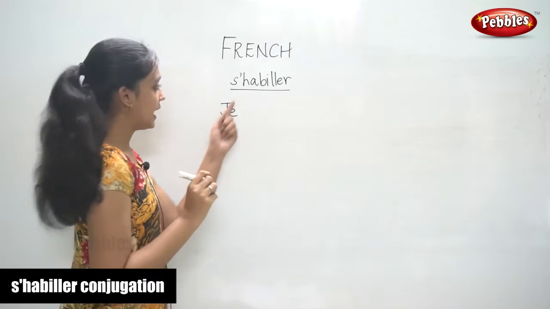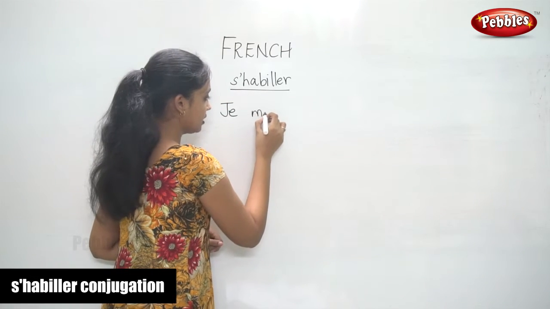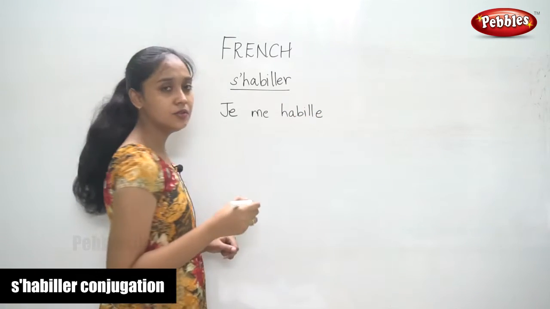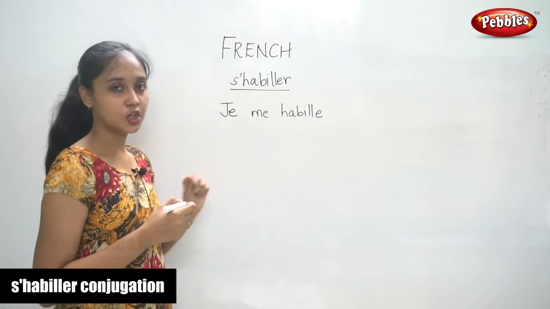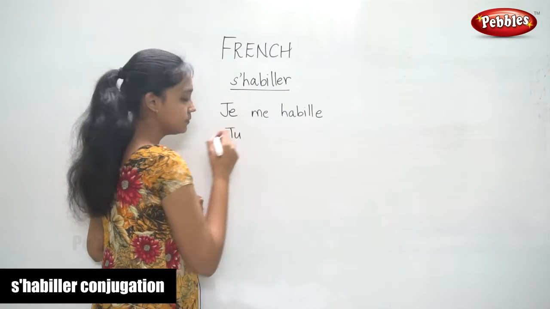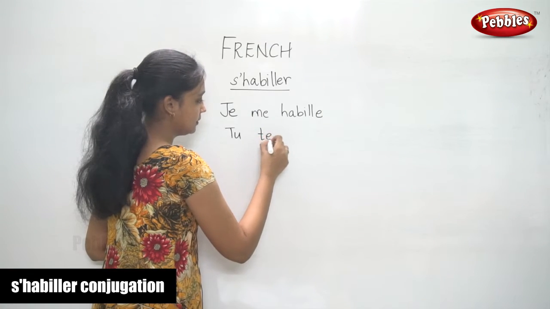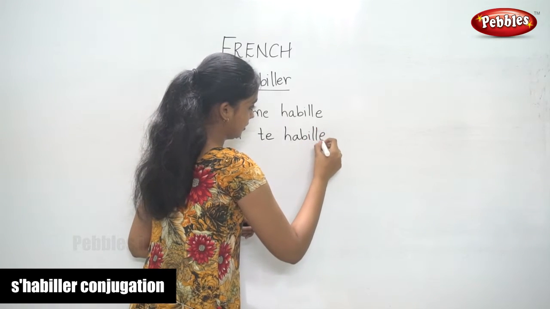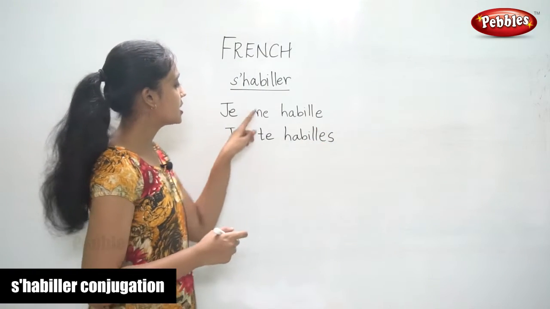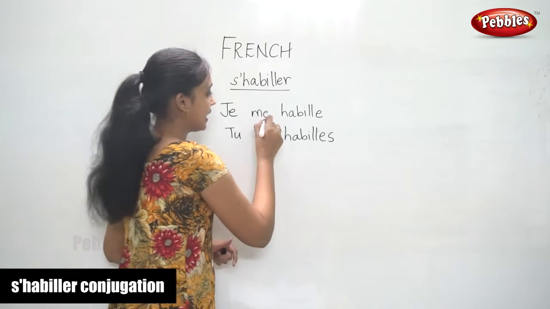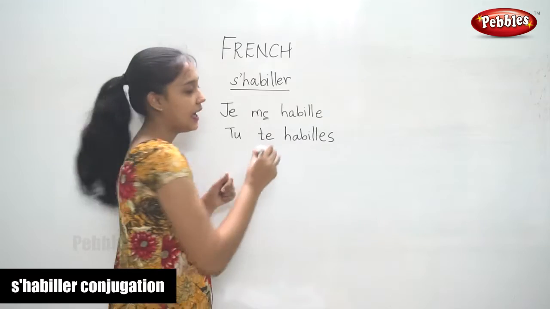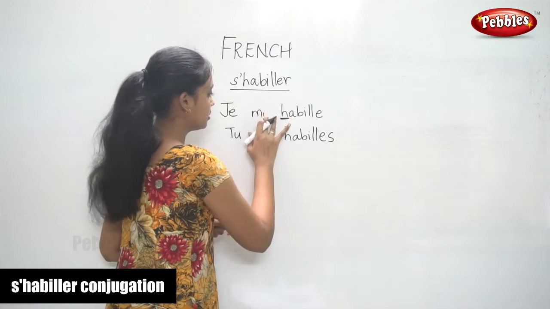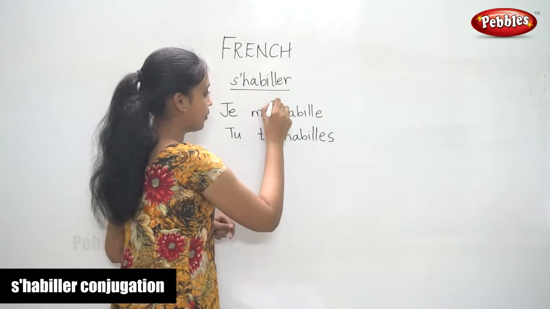Je, and it is reflexive, so je m'habille. Now this is an ER verb, so you remember the conjugation. Tu te habilles. Now in both these cases, you must have noticed that this ends in a vowel and here we have an H. So that means we need to replace it with an apostrophe.